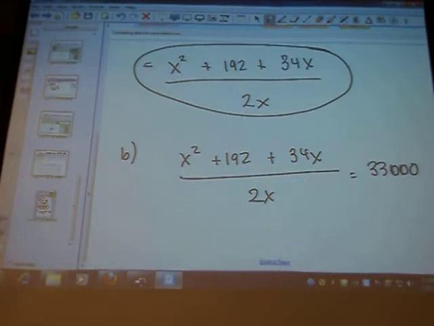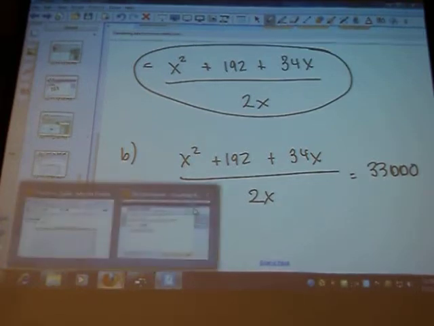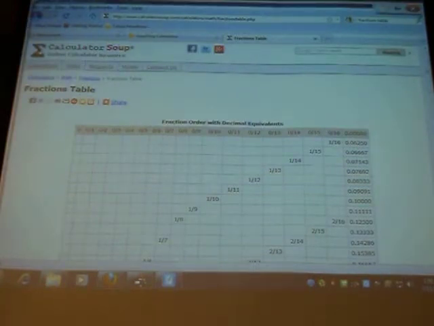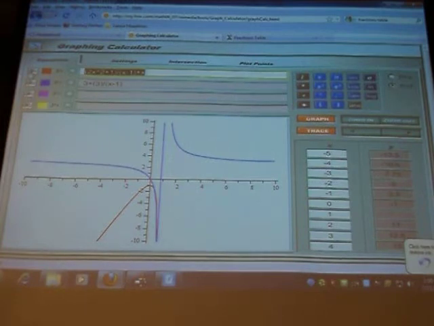If you want to, I mean, I can do it. If you guys need a challenge, solve it on paper. It's a lot easier to use the graph. If you solve it on paper, you're looking at cross multiplying, moving everything to the left side, and then doing the quadratic formula. Let's use the graph. Basically input that into the graph and then input 33,000 as our y value. Exactly. Input that into the graph.